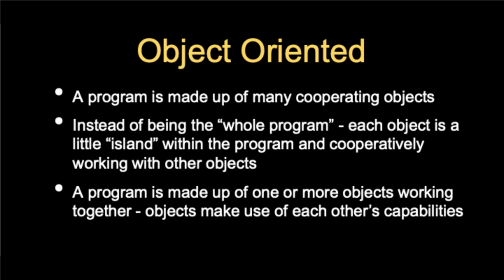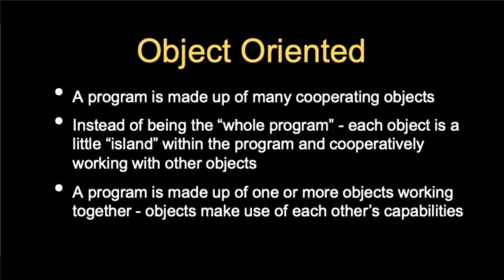In the object-oriented view, a program is not a single monolithic script. Instead, it is a collection of cooperating objects. Think of each object as a small, self-contained island within the larger program. These objects interact with one another, making use of each other's capabilities to accomplish complex tasks. A program is effectively a community of objects working together.